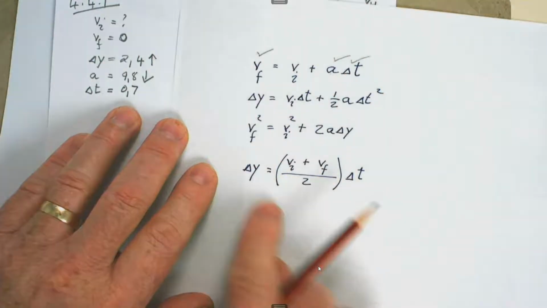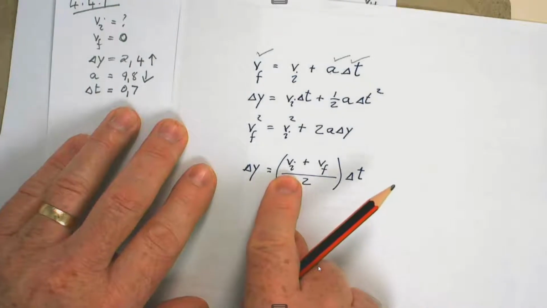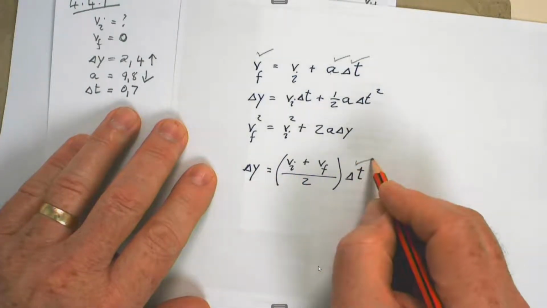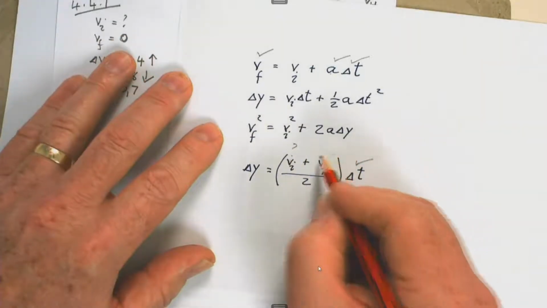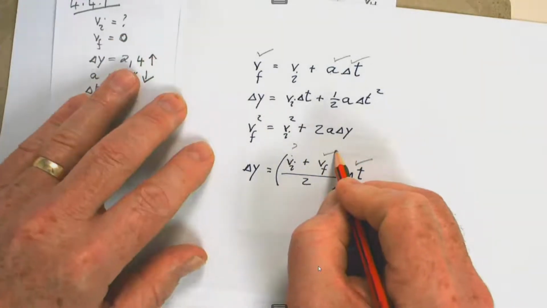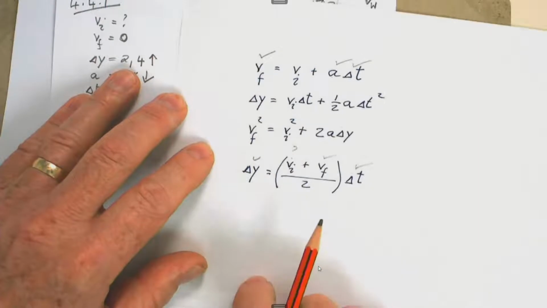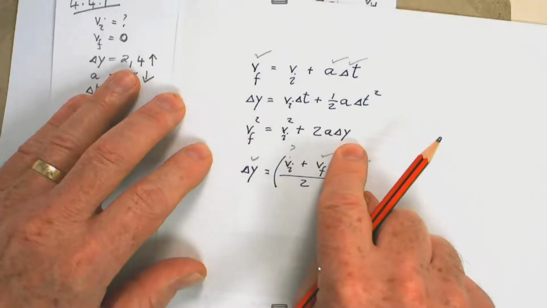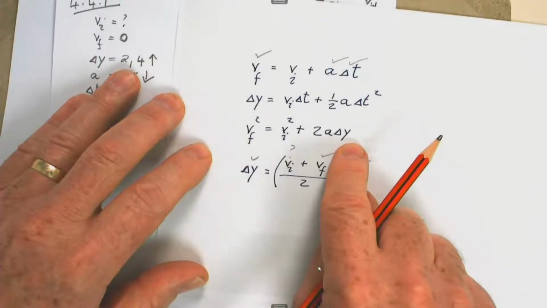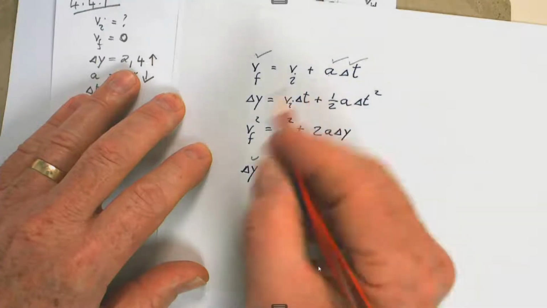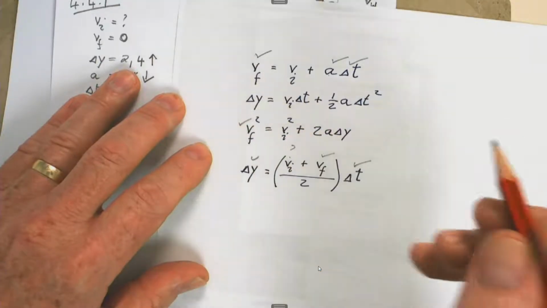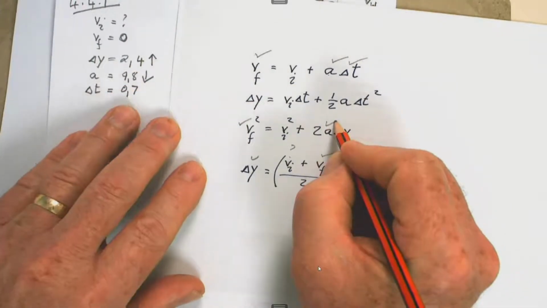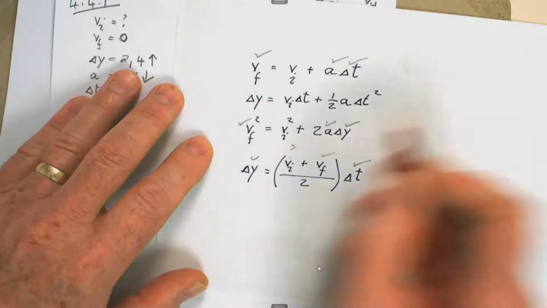This one, can I use this one? Do I have delta T? Yes. Do I have VI? No, sorry, VI is what I want. Do I have VF? Yes. Do I have delta Y? Yes. So I can use this equation. What about this equation? Will it help me? Let's see. Do I have VI? VF I mean. VF. Do I have A? Yes. Do I have delta Y? Yes.